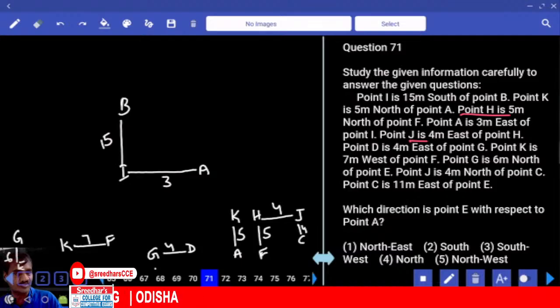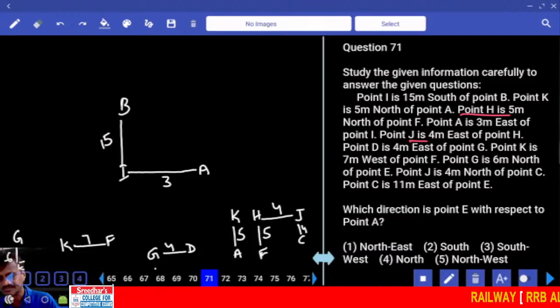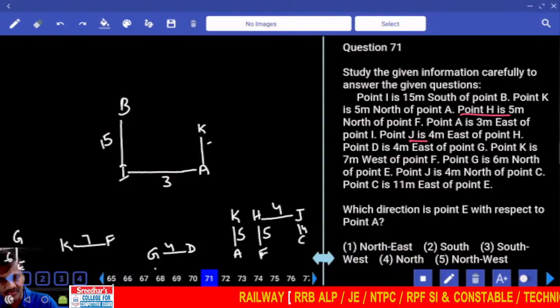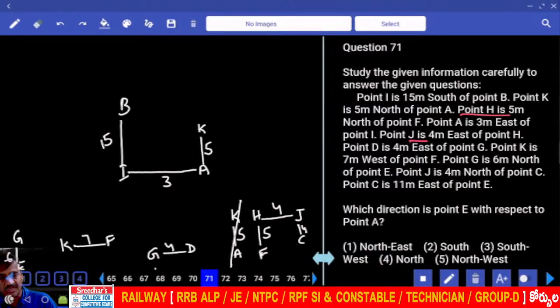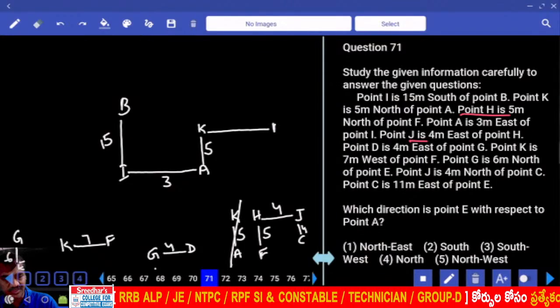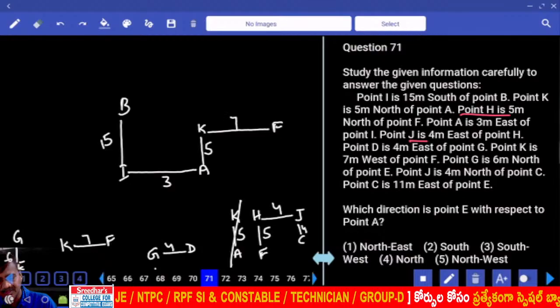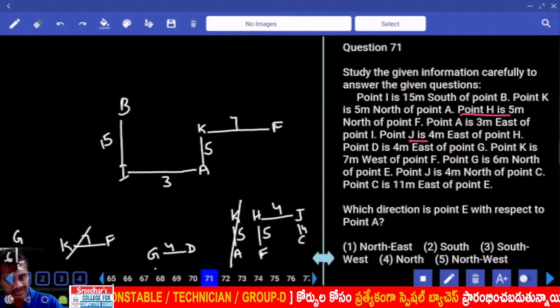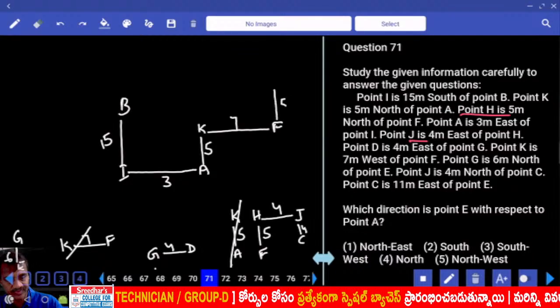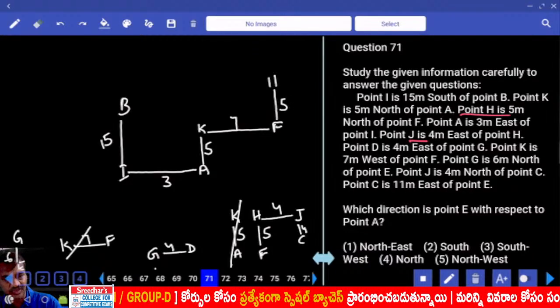Now this is the information given, and tell me from where we can start. A and K: A is here, K is here, and the distance is 5 meters. K and F, the distance is 7 meters. Now this we have done. The next one, F and H: the distance is 5 meters.